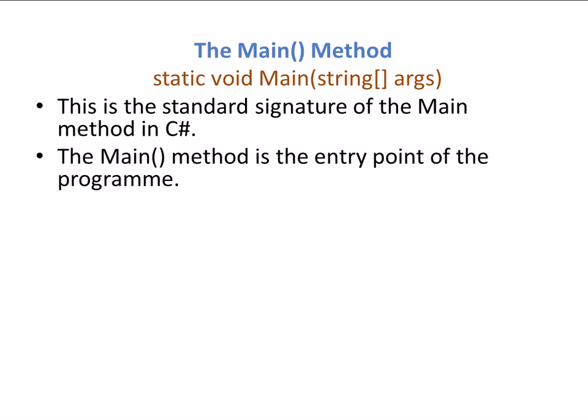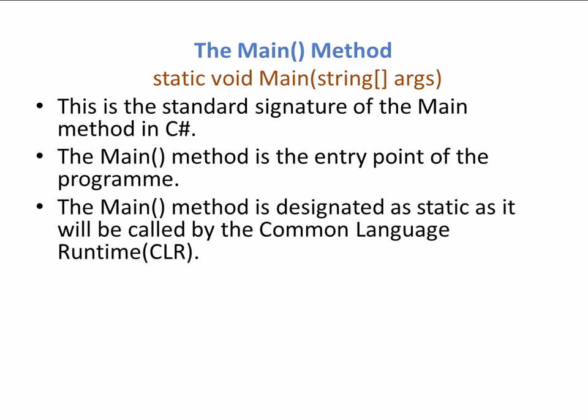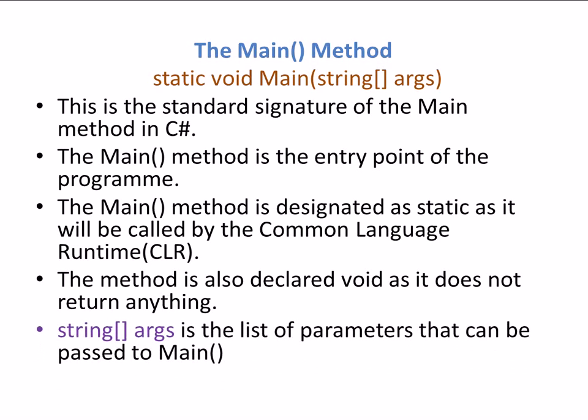The main method is designated as static as it will be called by the Common Language Runtime, or CLR, without making any object of our hello world class. The method is also declared void as it does not return anything. Main is the standard name of this method, while string args is the list of parameters that can be passed to main while executing the program from the command line.